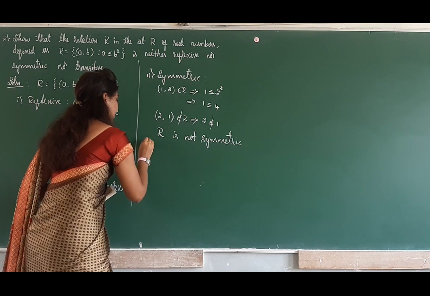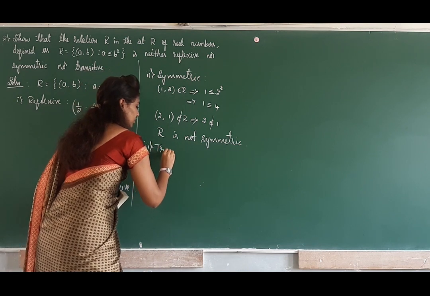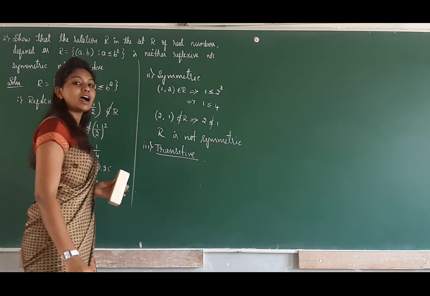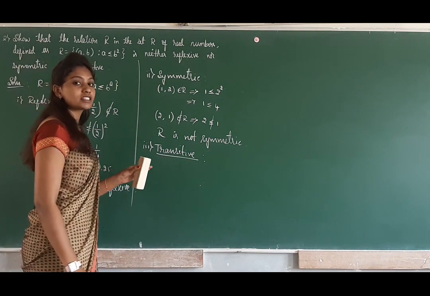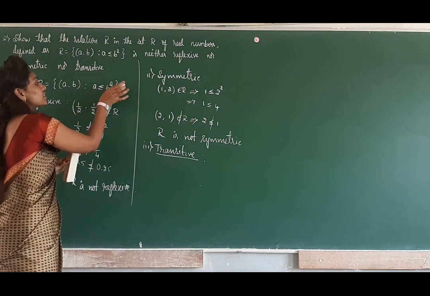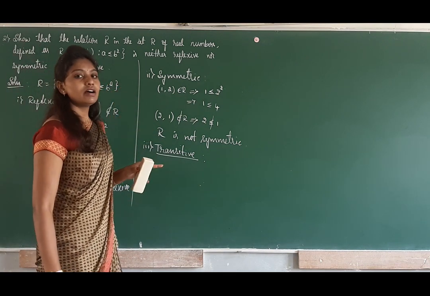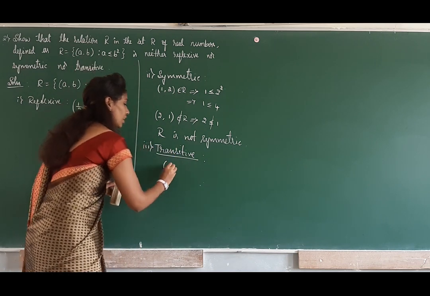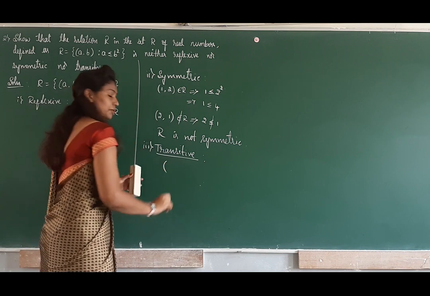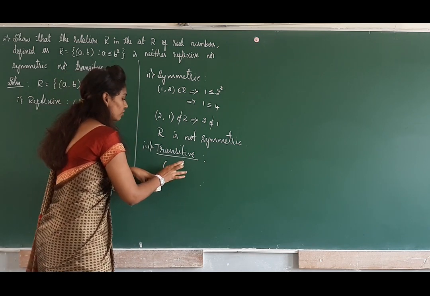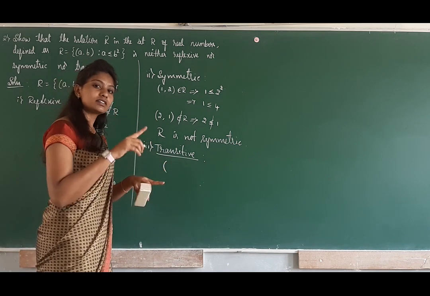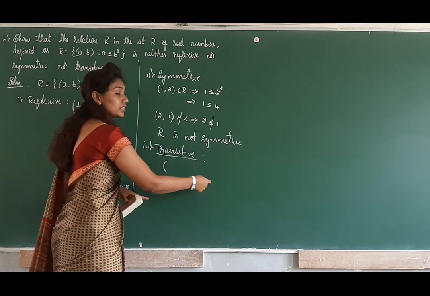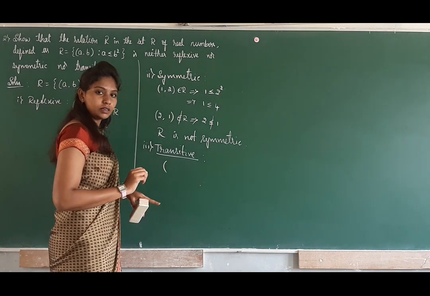And third one, transitive. For transitivity, we have to take two ordered pairs which satisfy the condition A is less than or equal to B square. First, we have taken ordered pair A, B, and then B, C. Now A comma B belongs to R. Next, B comma C belongs to R. Together, we have to prove that ordered pair A, C does not belong to R.